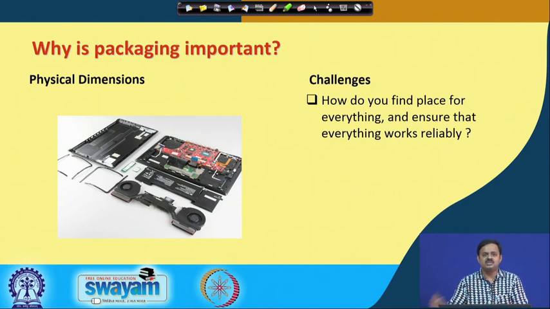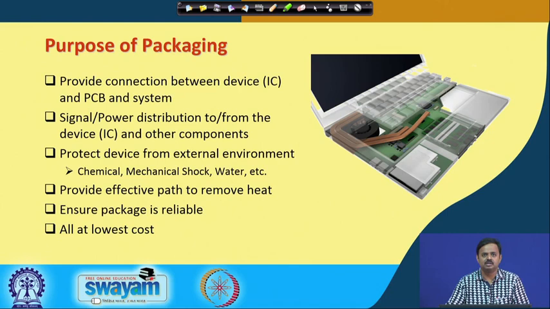Okay. So, this is why packaging is important. The purpose of packaging, once more, is to provide connection between the device and the PCB and system, the signal and power distribution to and from the device and other components, between the different components. So, this is the interconnect part, the communication between the different devices. And what other thing did we talk about?